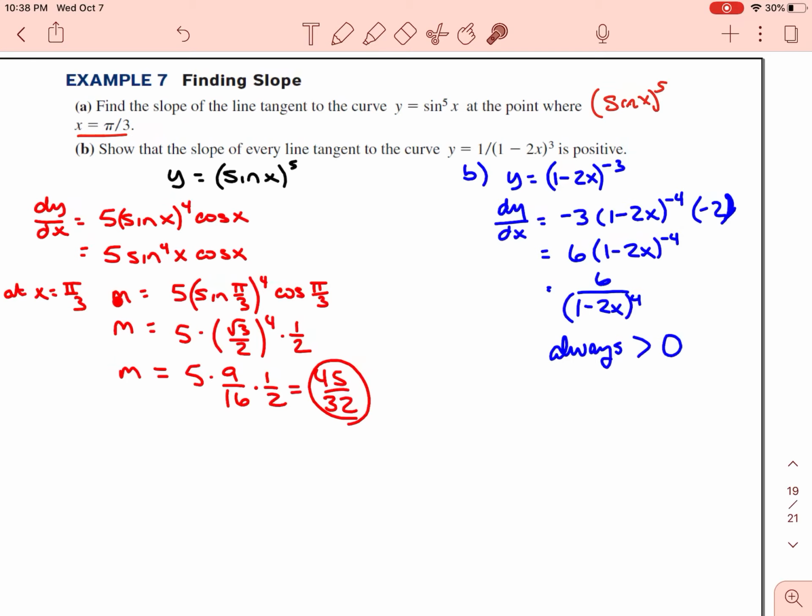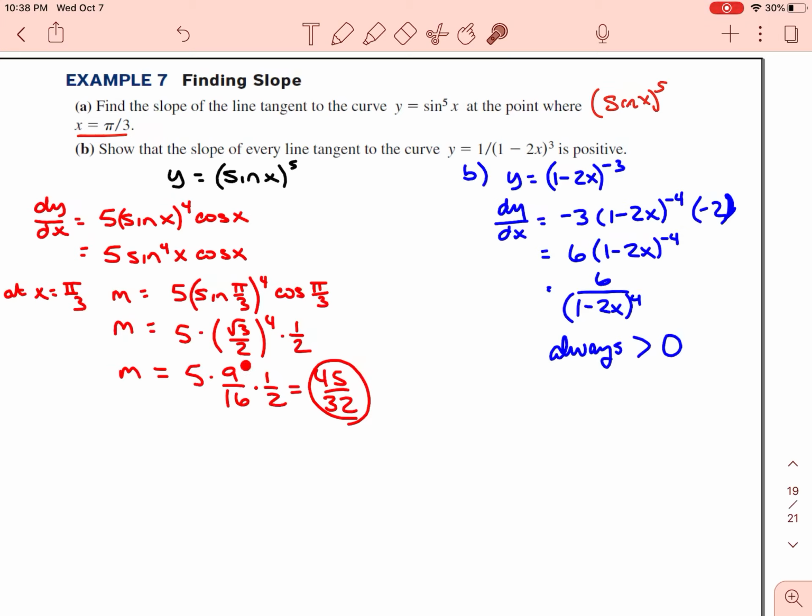At x equals pi over 3 is where we want to find our slope. Slope and the derivative are the same. So we plug pi over 3 into the derivative to get the slope. So we have sine of pi over 3, then to the fourth power, times the 5, times the cosine of pi over 3. The sine of pi over 3 is radical 3 over 2. That's raised to the fourth. The cosine of pi over 3 is a half. You've got to know your unit circle.